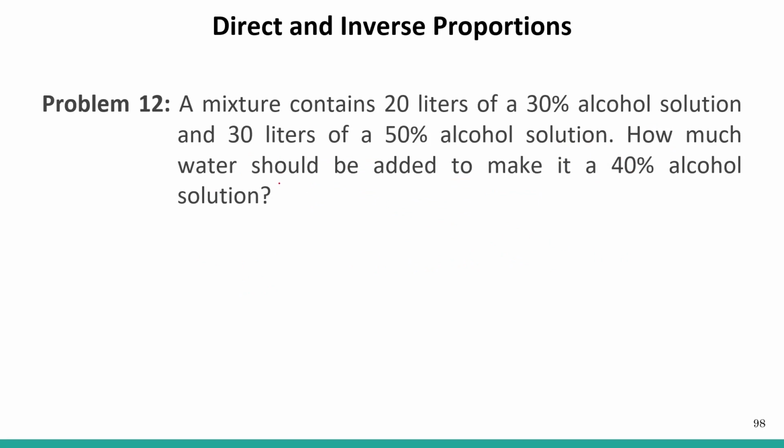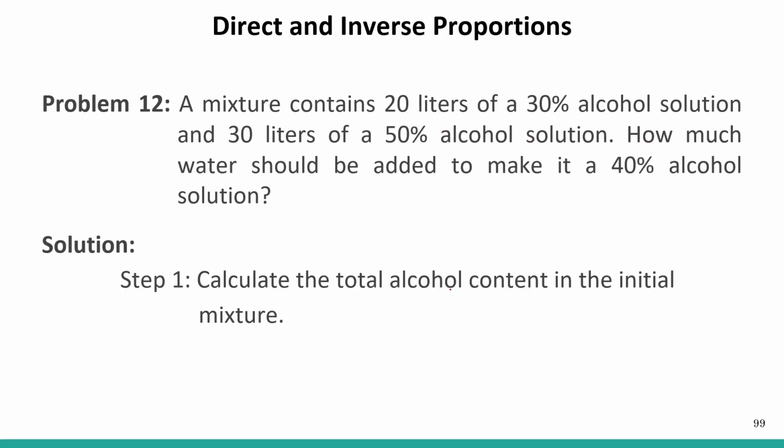Okay. So a mixture contains 20 liters of a 30% alcohol solution and 30 liters of a 50% alcohol solution. How much water should be added to make it a 40% alcohol solution? So how much water should we add so that we could make it a 40% alcohol solution?